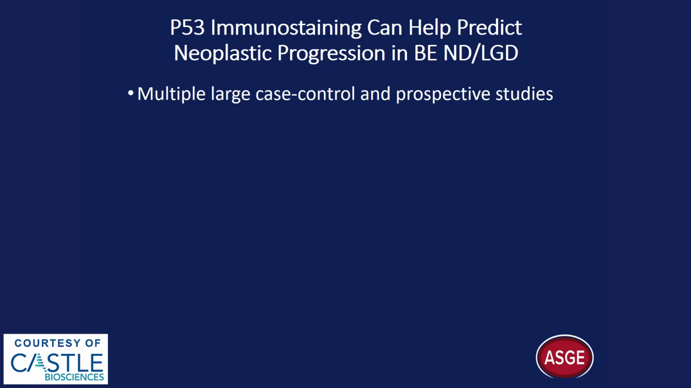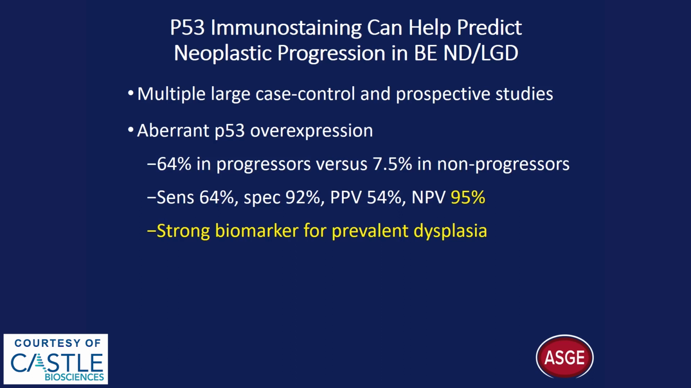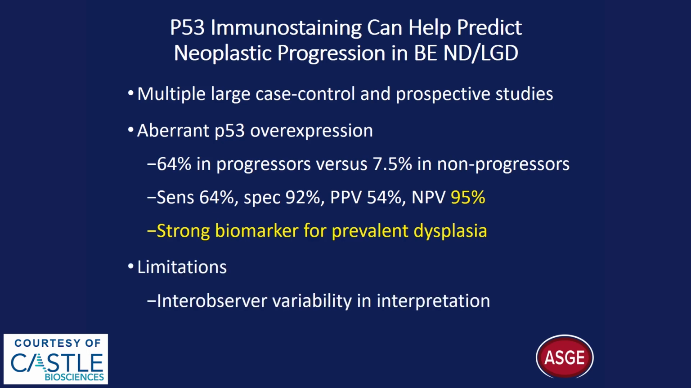P53 immunostaining has been proven in large case control and prospective studies to be able to separate progressors versus non-progressors. Most importantly, even if the sensitivity for prediction is 64%, the negative predictive value is 95%, which suggests that when positive, this is a strong biomarker for prevalent dysplasia, which can potentially influence our decision making. The limitations of P53 immunostaining, however, include inter-observer variability in interpretation.